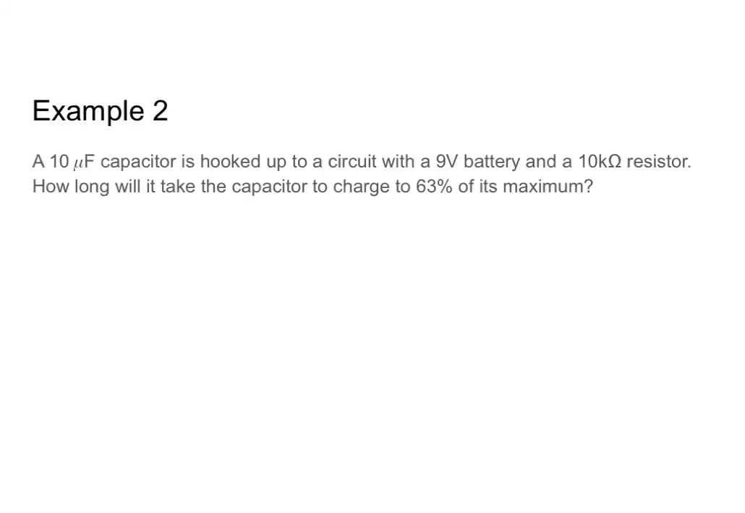Let's go ahead and take a look at another example. A 10 microfarad capacitor is hooked up to a circuit with a 9-volt battery and a 10 kilo ohm resistor. How long will it take the capacitor to charge to 63% of its maximum? So let's go through the GUESS method for this problem. Our givens are the capacitance of the capacitor, C, which is equal to 10 times 10 to the negative 6th farads, the voltage of the battery, which is 9 volts, and the resistance of the resistor, which is 10 times 10 to the 3rd ohms.